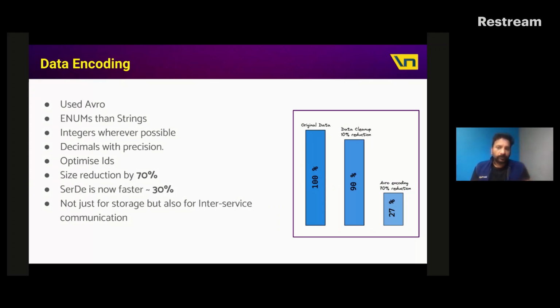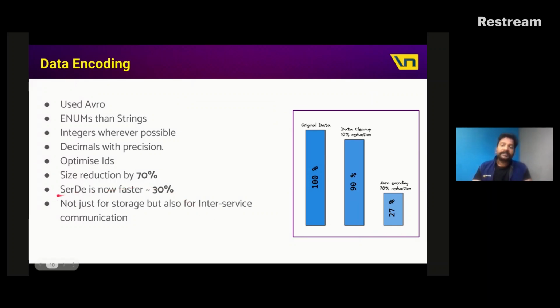Now, let's just recap what we did with encoding. We used Avro, a binary format, which is much better than JSON. Enums, wherever it is possible, rather than strings. Integers, wherever it is possible. Decimals, whenever you're using decimals, you always use them with precision. You optimize the IDs wherever it is possible. And of course, do it with caution. Now, this overall gave us a size reduction of about 70%.